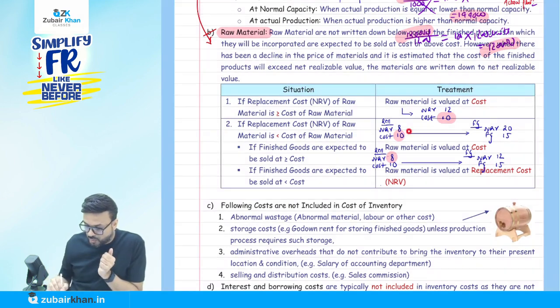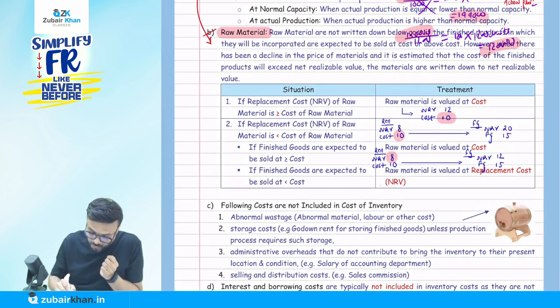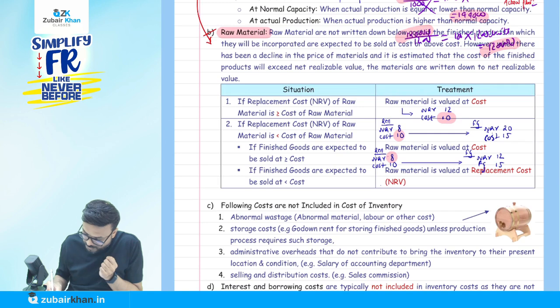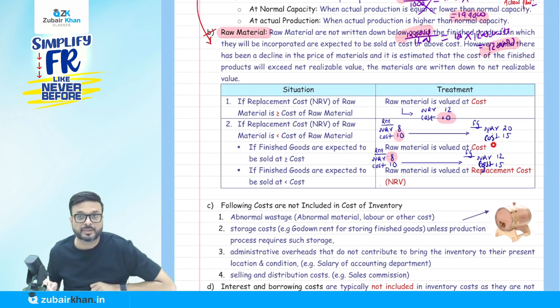So I go to finished good. What is the NRV of the finished goods? Suppose 20. What is the cost of the finished goods here? Okay, let me write it down here. What is the cost of the finished goods here? 15. So what is going to happen here now? They say in that case, we have to record at what?